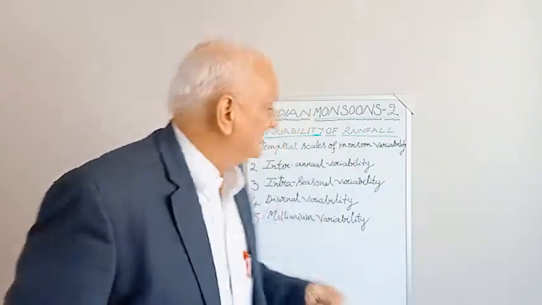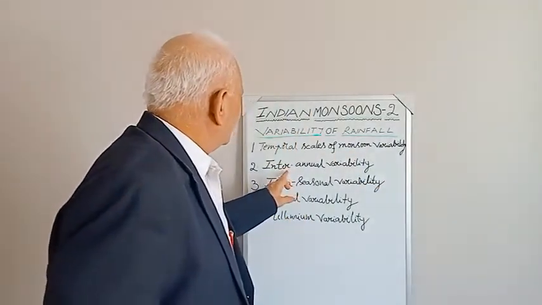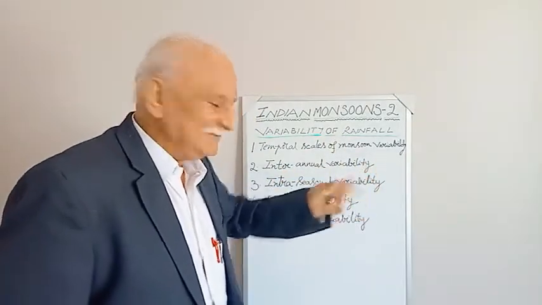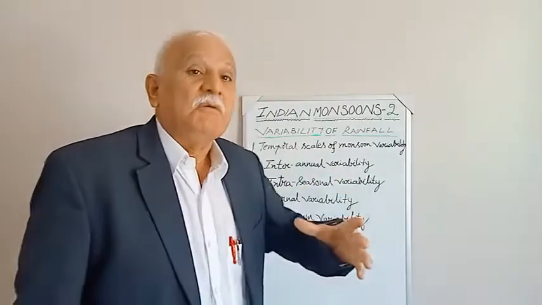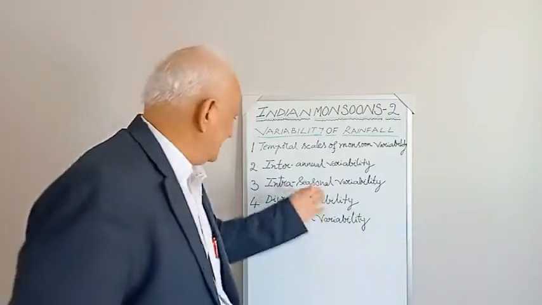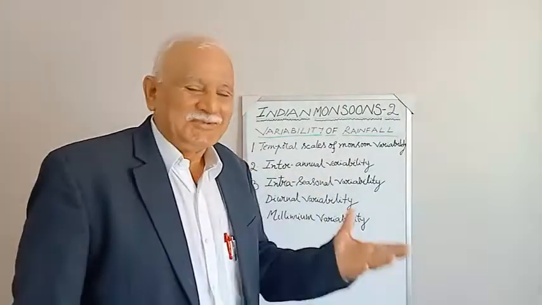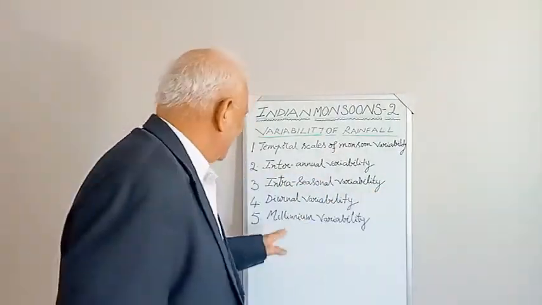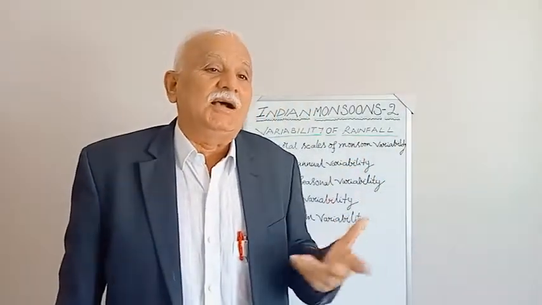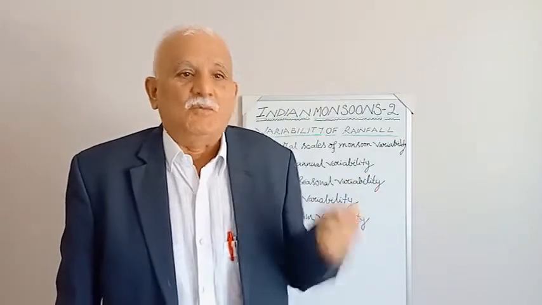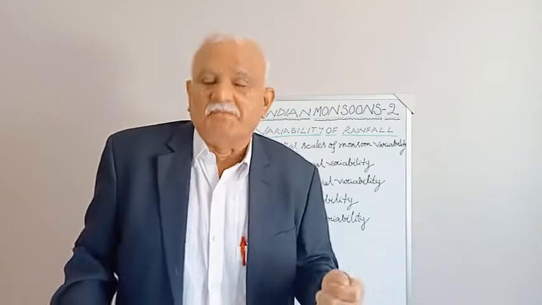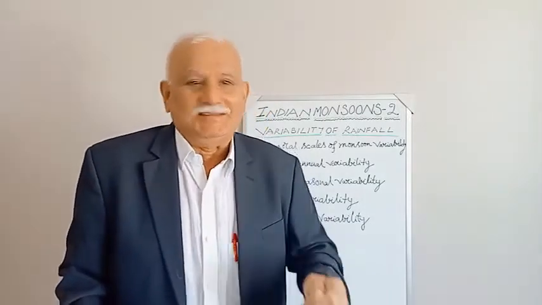As far as variabilities are concerned, interannual variability is there between the years. Intra-seasonal means within the season, that means the southwest monsoon season, June to September. Diurnal, it's very interesting, even day and night. Then millennium, which is related to high-powered simulation models and couplings of several models. Millennium, that's what we are going to discuss in this class.